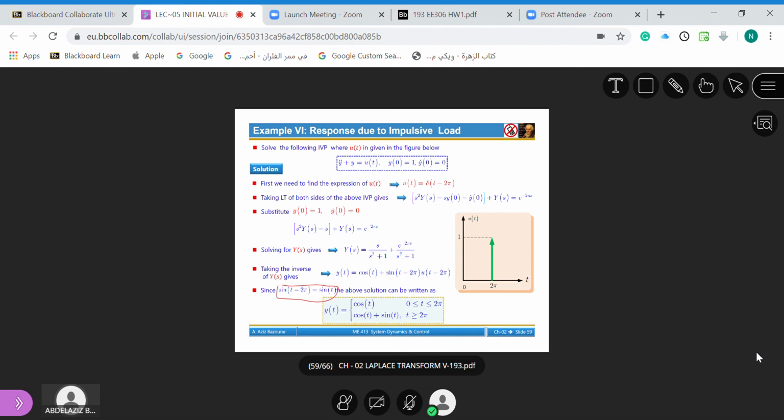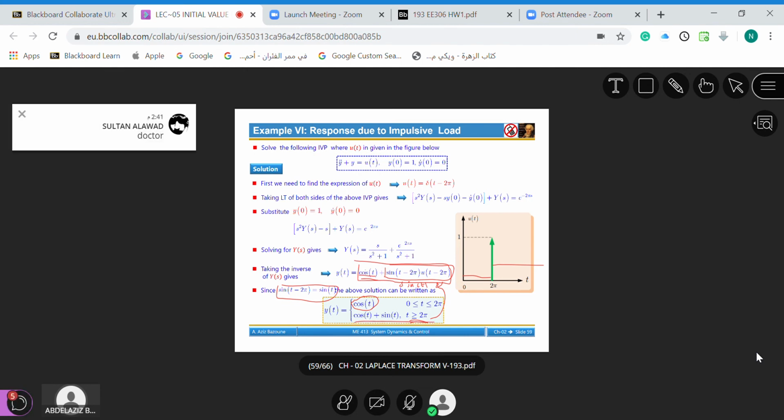If you look at this expression, sin(t - 2 pi) is the same as sin t. So this one can be replaced by sin t. So when the time is greater than 2 pi, we have this term plus this term, the two terms. But when the time is just from here to here, this is the solution, cosine t. When the time is greater than here, we have both solutions, this and this. They will be added.